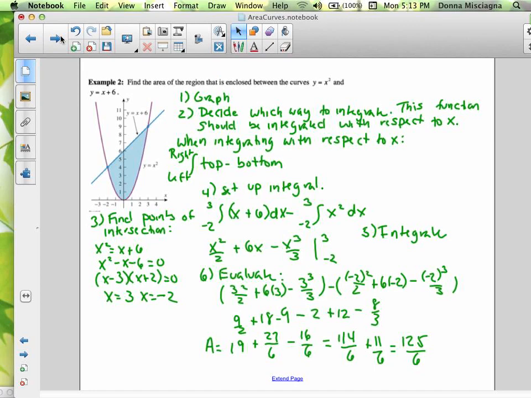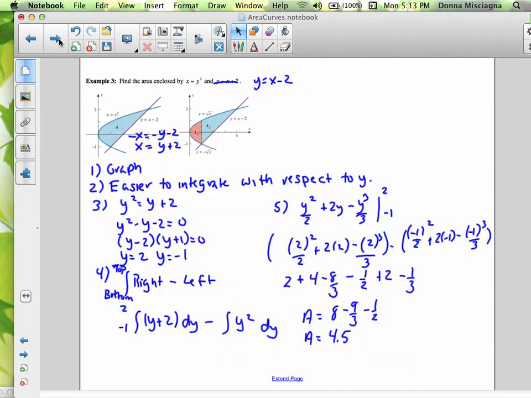And then we've just changed the 9 halves to 6ths. We have 27/6. And if we change the 8/3 to 6ths, we have 16/6. And 19 is 114/6. And that's going to give us 125/6 as our area between those two curves. Okay? So, you really want to have all your steps and just work carefully, and I think you should get these correct.